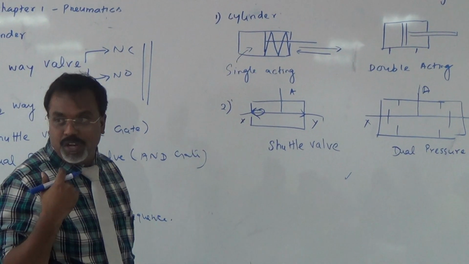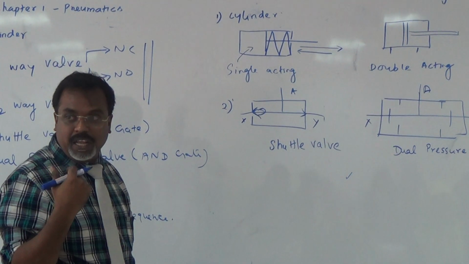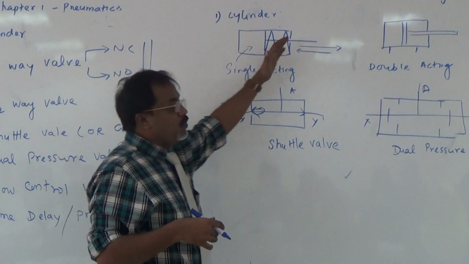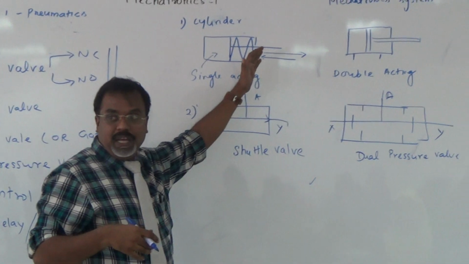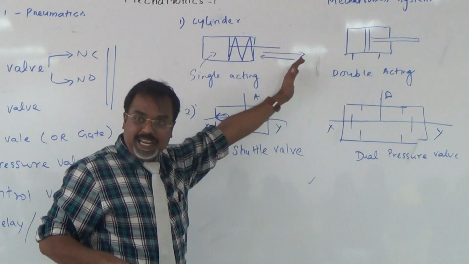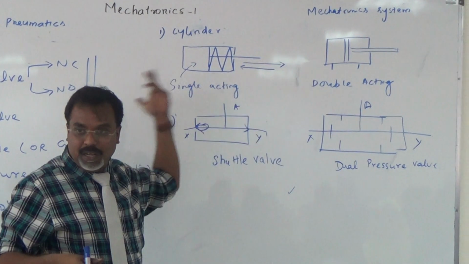For the return stroke you need not apply any air. It happens automatically because of the spring. So you push against the spring stiffness and then it will extend. If you release the air, then it will come back.